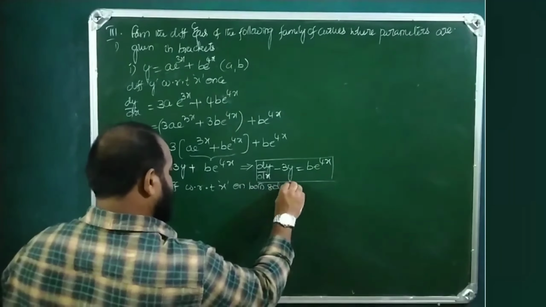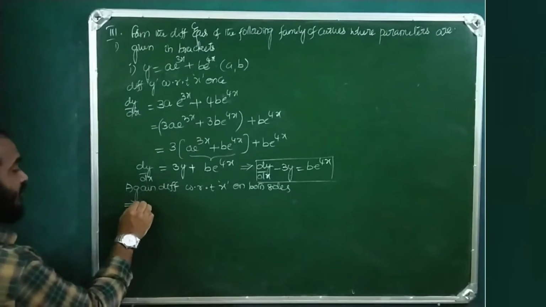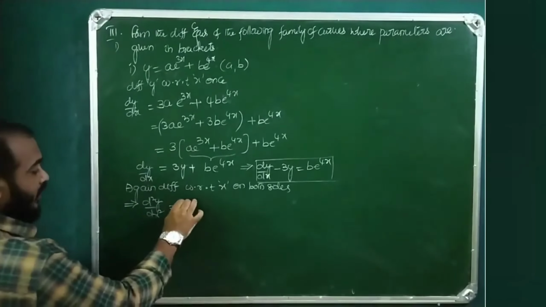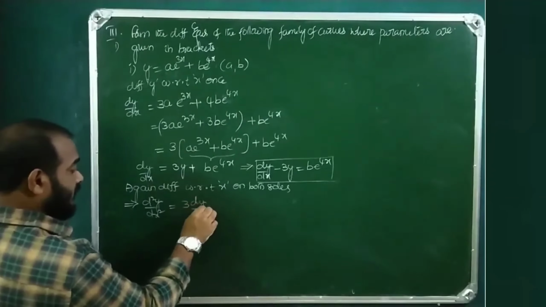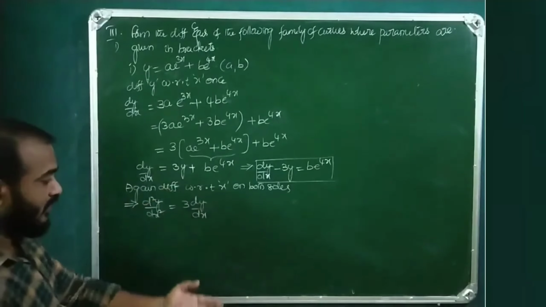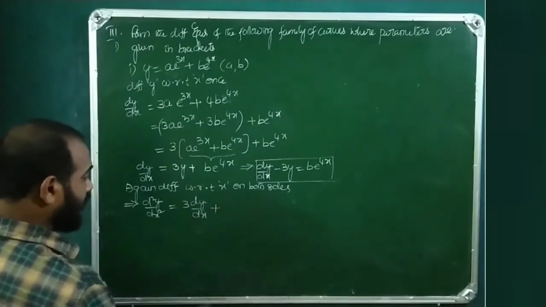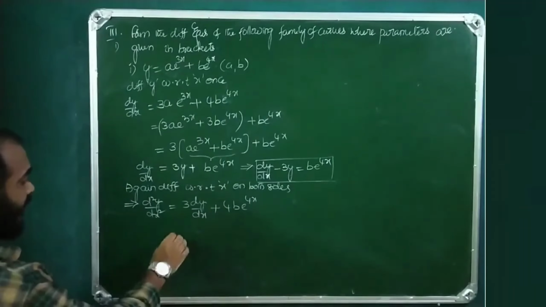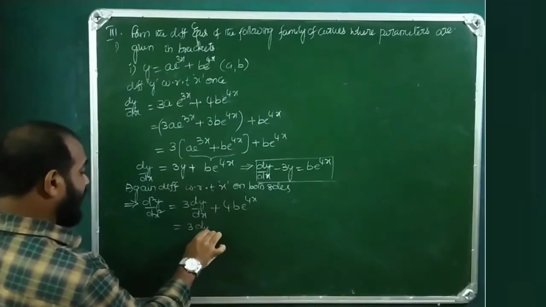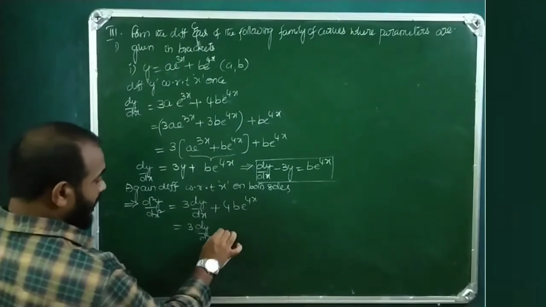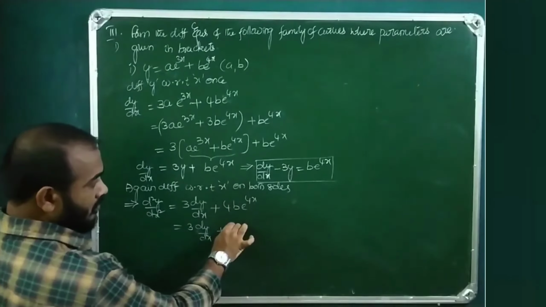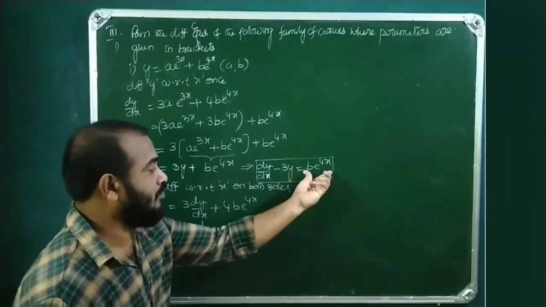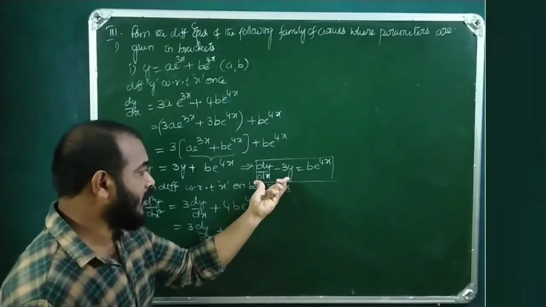This equals: the derivative of dy/dx is d²y/dx². 3 into y, the derivative is dy/dx. Differentiating y with respect to x is dy/dx, plus b e^(4x), the derivative is 4 b e^(4x). This can be written as 3 dy/dx plus 4 times b e^(4x). What is b e^(4x)? dy/dx minus 3y.